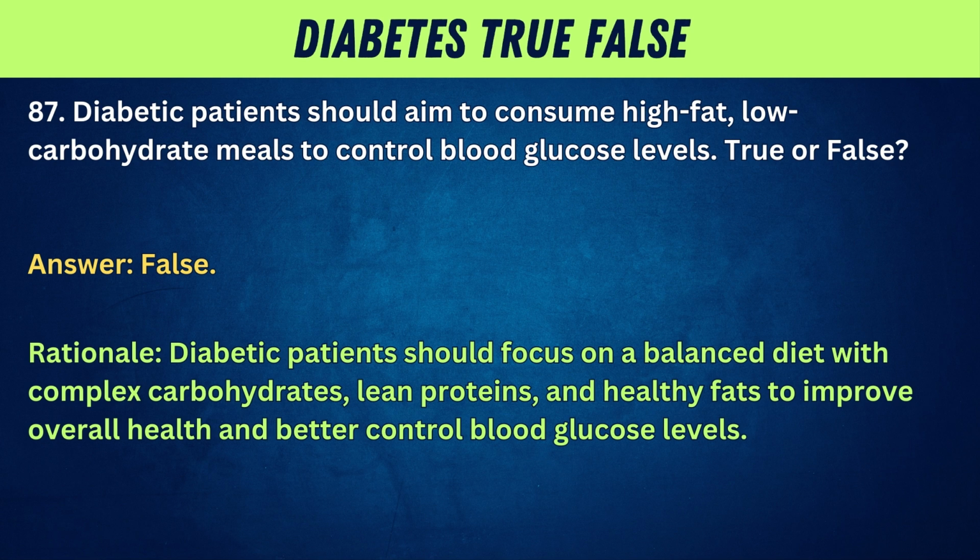87. Diabetic patients should aim to consume high-fat, low-carbohydrate meals to control blood glucose levels. True or false? Answer: false. Rationale: diabetic patients should focus on a balanced diet with complex carbohydrates, lean proteins, and healthy fats to improve overall health and better control blood glucose levels.